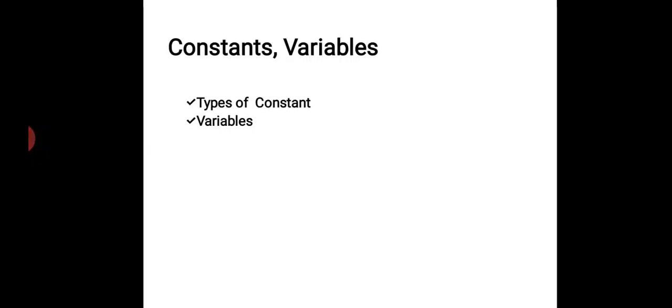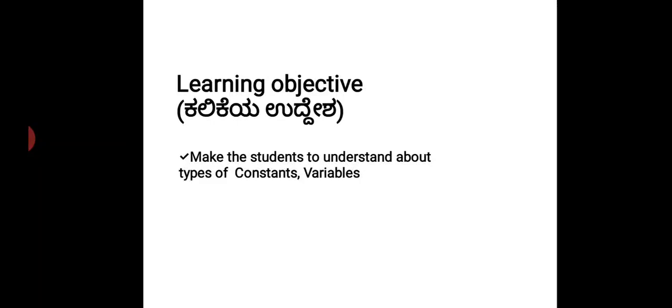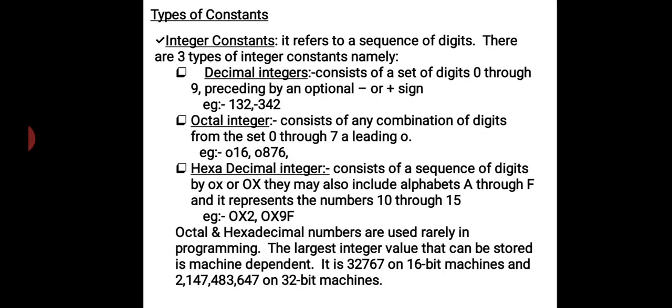Now we will discuss constants and variables. Types of constants. What do you mean by constant? Constant in the sense fixed values. A value that does not change during the execution of a program is called a constant. In that, many types of constants are available in programs.